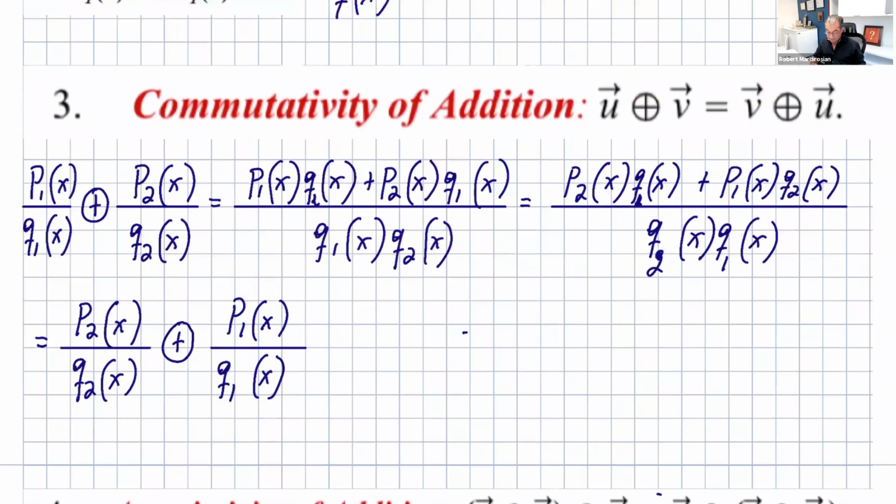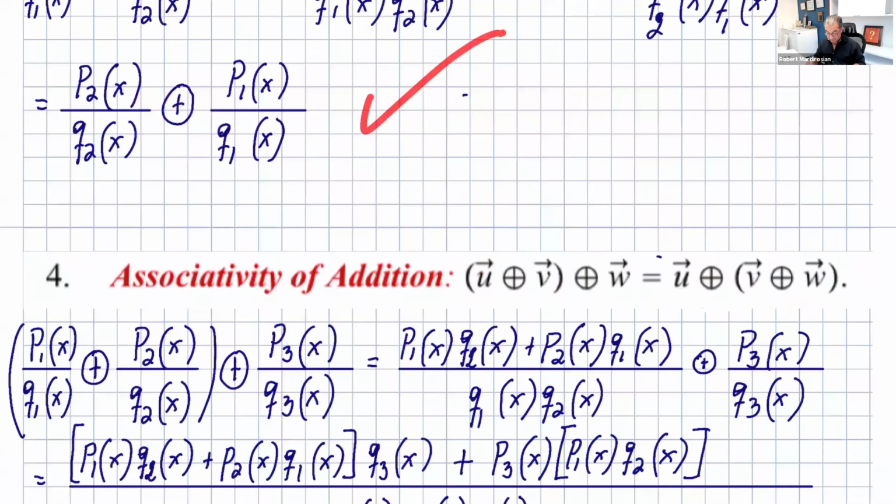The commutative property, or commutativity of addition, so we have that one. We can start with p1 of x over q1 of x plus p2 of x over q2 of x. We can simply switch the places. So we can write this as p2 of x times q1 of x plus p1 of x times q2 of x divided by q2 of x times q1 of x, and that becomes p2 of x over q2 of x plus p1 of x over q1 of x. So that checks.